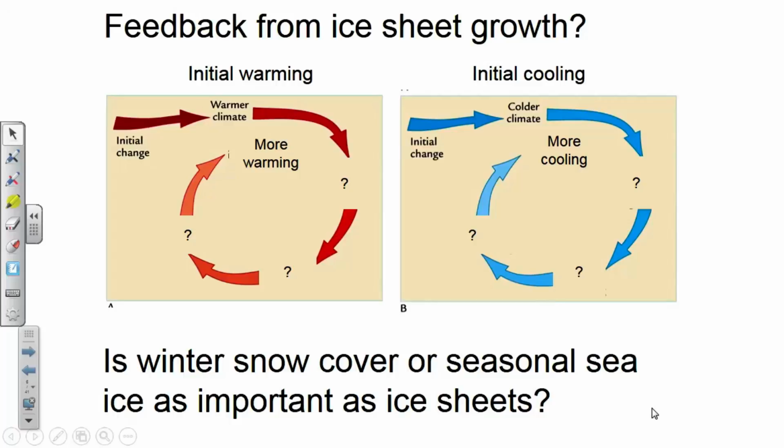So something you might want to think about in terms of the albedo feedback here is if we make it very, very snowy in the winter. So large areas of the high latitudes are covered by snow. It's very white. Does that matter as much as if we were to grow an ice sheet there? So think about that, and I'll post that question in the discussion forum for you to have a think about.